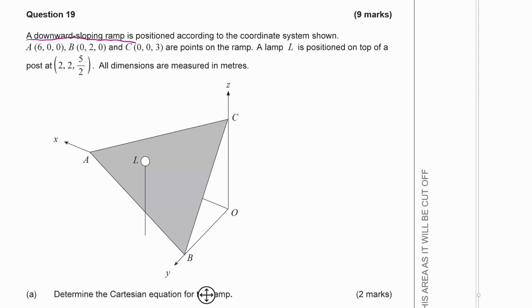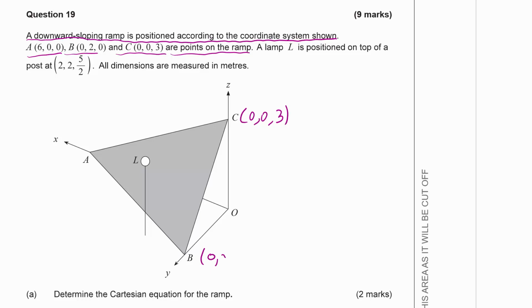A downward sloping ramp is positioned according to the coordinate system shown. A(6,0,0), B(0,2,0) and C(0,0,3) are points on the ramp. So we know that this one is (0,0,3), this one is (0,2,0), and this one over here is (6,0,0). It looks a bit like a 6, so let's just change that.